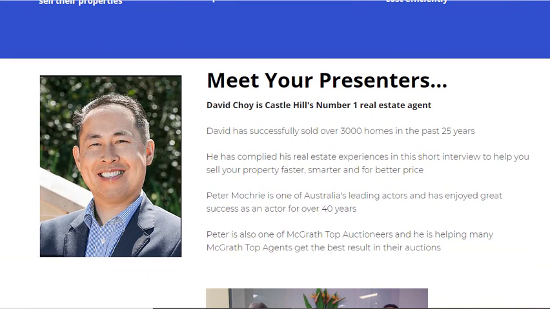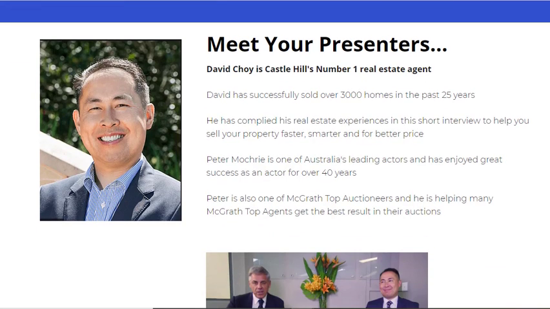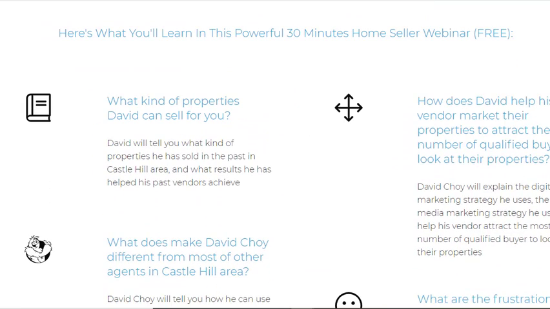Then show what you have done in the past. David Cho has successfully sold 3,000 houses in the past 25 years. He compiled his strategy into this interview, so you can learn it. And this is what you're going to learn. Basically, the topic you're going to learn is going to help them solve the problem. So that becomes your offer.